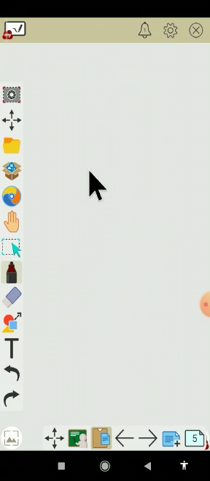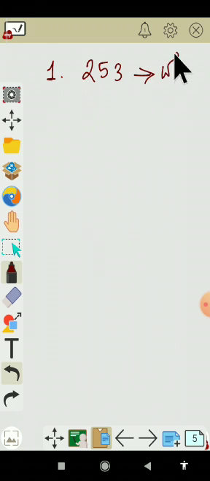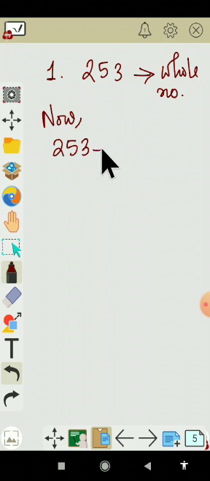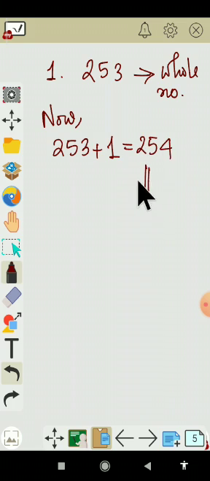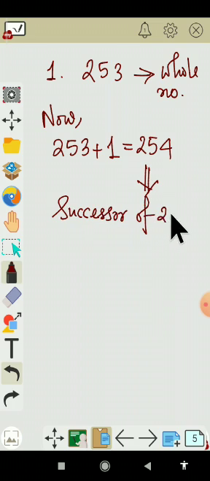So take one example. Suppose 253. This one is a whole number. Now what we have to do, we have to add 1. So we will get 254. This one is the successor of 253.